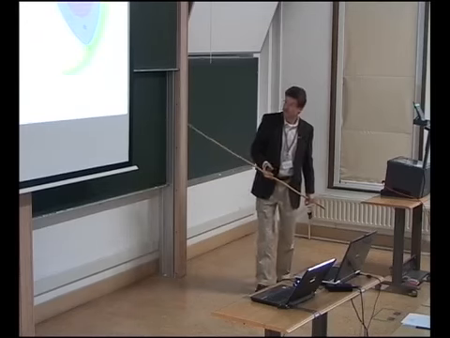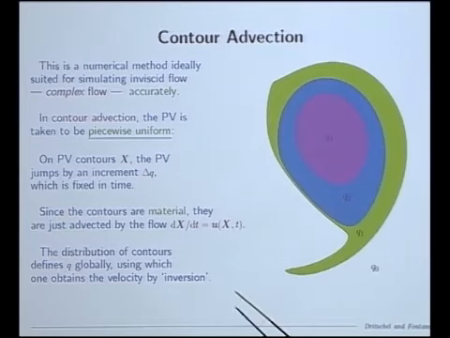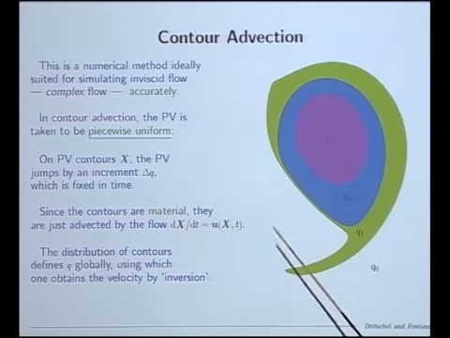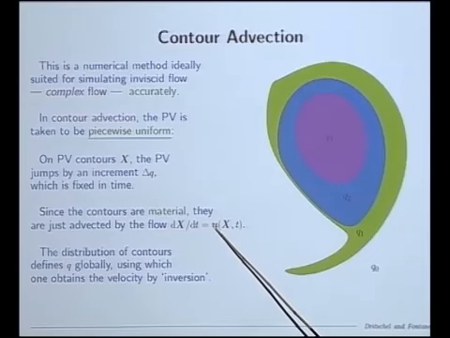So on potential vorticity contours, say capital X, a point on the contour, the potential vorticity jumps by a fixed increment delta Q, which is fixed in time. And the choice of delta Q I'm not going to go into, but this is a function of accuracy, how we choose this to achieve a certain accuracy in the simulation. Now, since the contours are material, at least in the simplest application of the model, then we simply blow the contours around, if you like, by advecting them with a given velocity field. So the key problem here then is how do you get that velocity field?